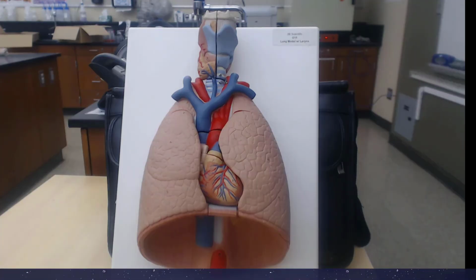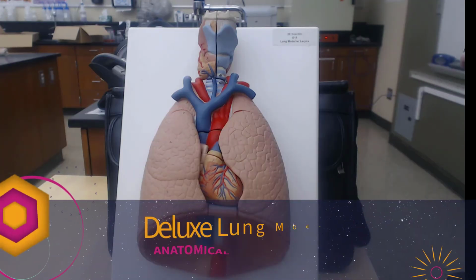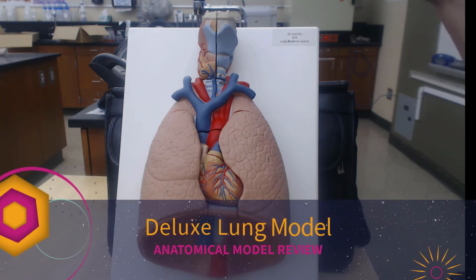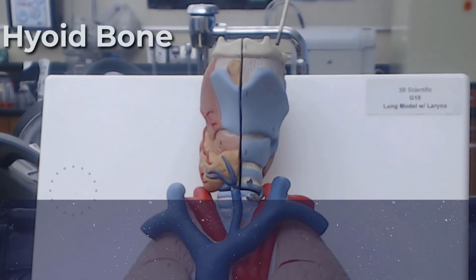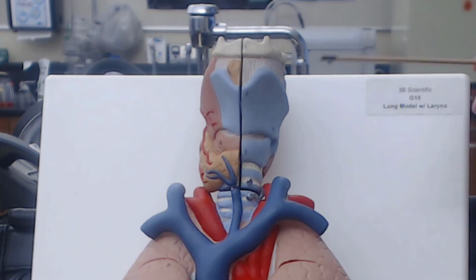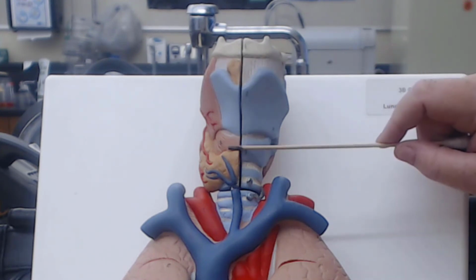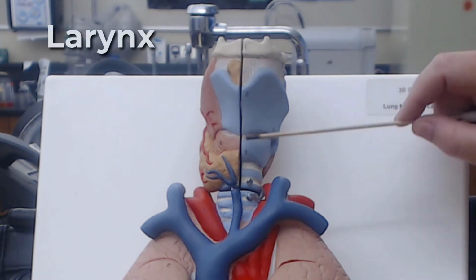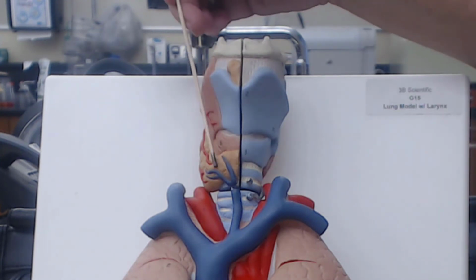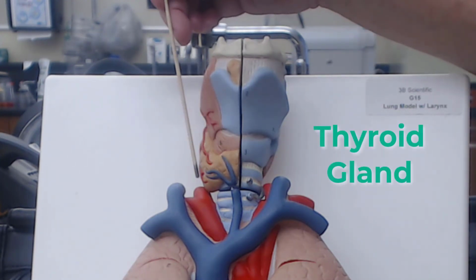This model, there's a lot of different things that I could ask you on this model. So I'm going to start at the top and kind of work my way down. So this is the hyoid bone. The hyoid bone. From this structure here to here, this whole structure is called the larynx. The larynx. This gland is the thyroid gland that you see here.